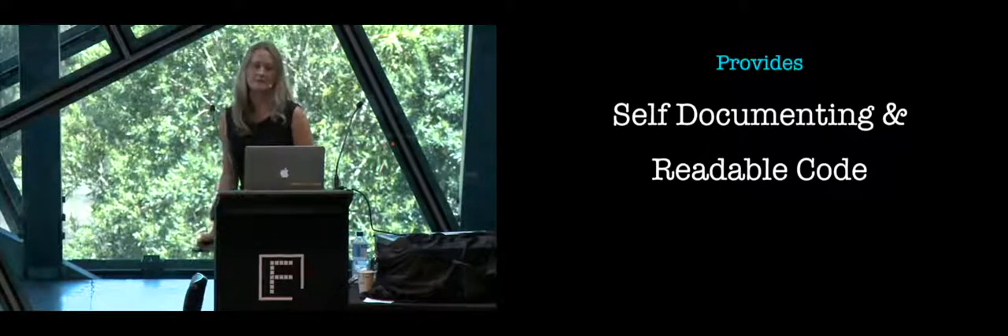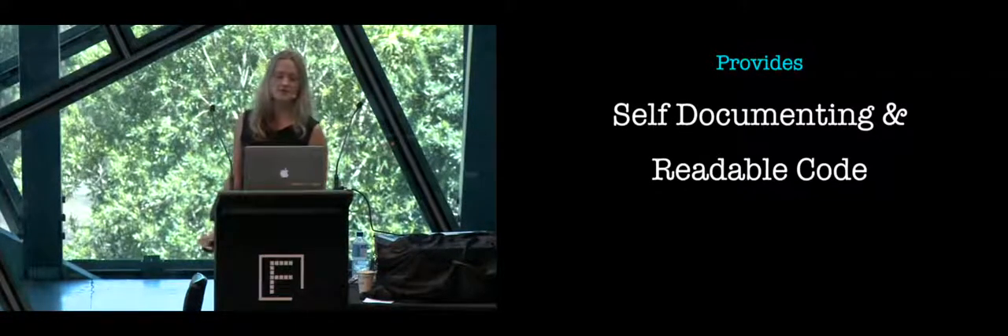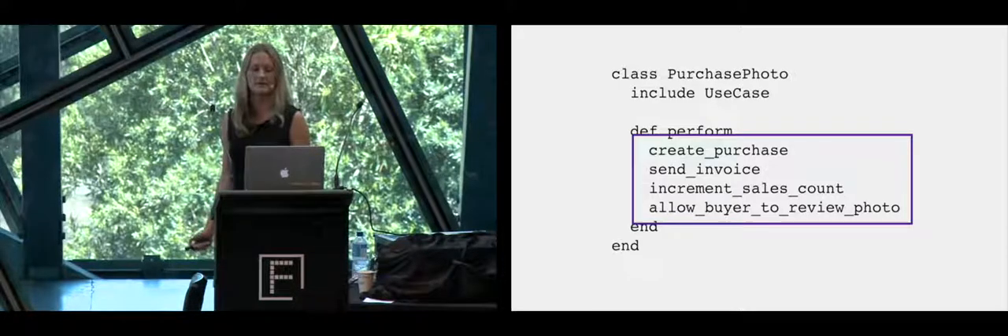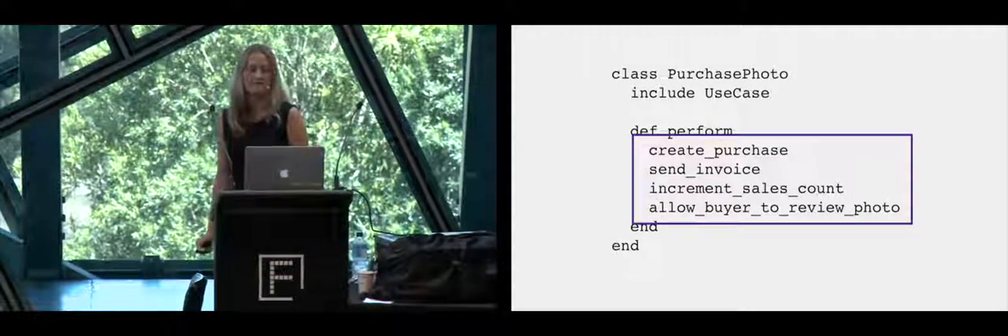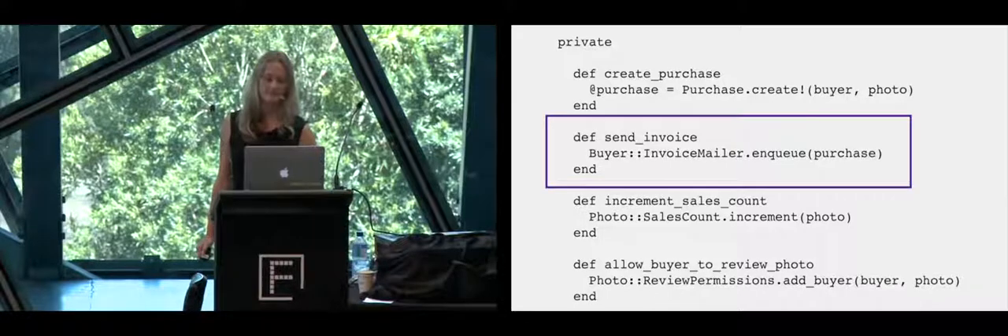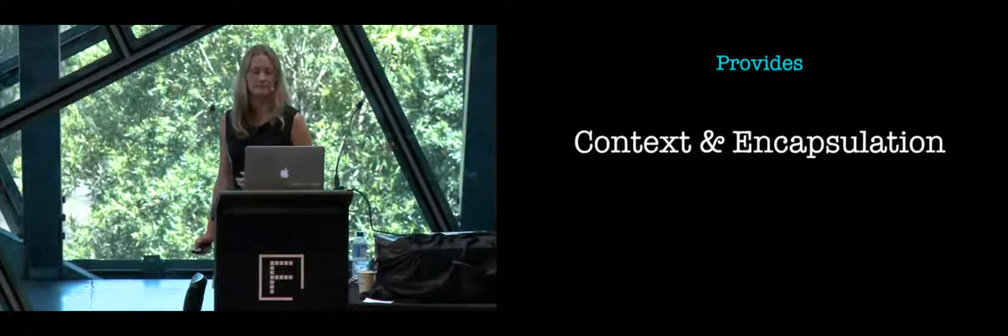We get self-documenting and readable code because each use case provides documentation of an important action in your system. And if another developer wants to know what happens when a purchase is completed, they can go straight to the perform method of that use case. And these methods are easy to read because each line is at the same level of abstraction. If they need the detail behind a particular step, they can go to that private method and see where the logic is.